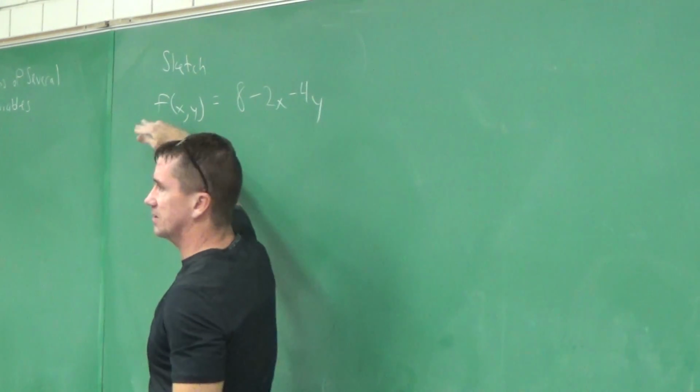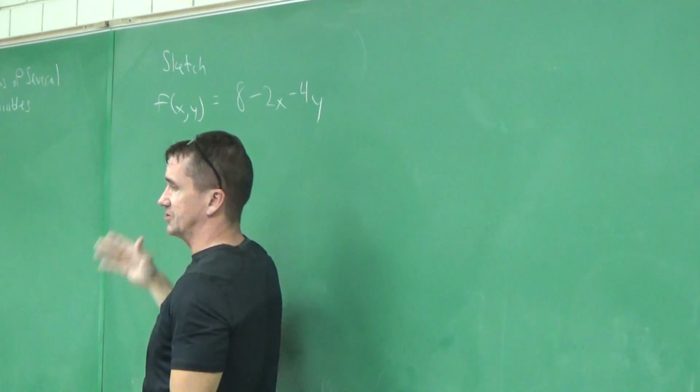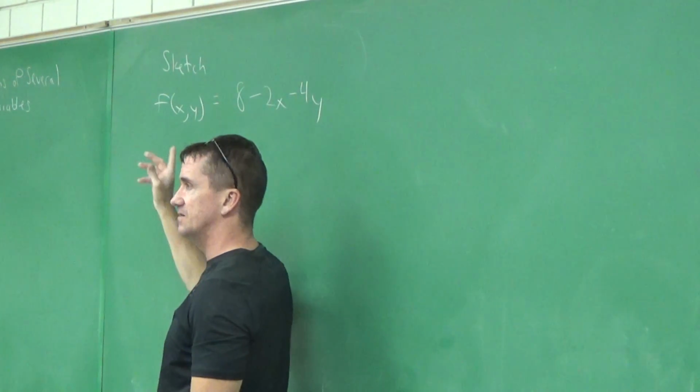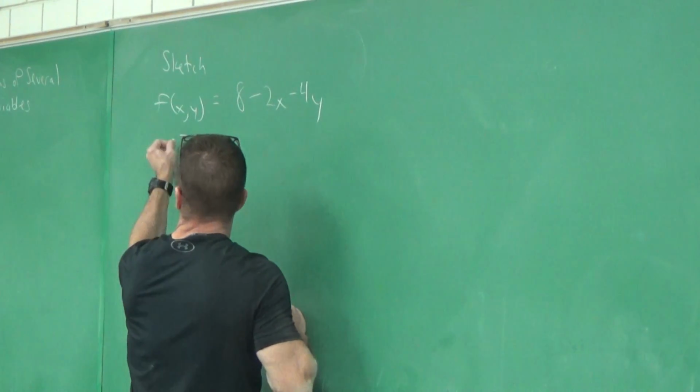So first of all, what letter can I call this? I'm not talking about just sketching the domain. We're talking about sketching the graph. Z. That's z. So you can say the function of x and y is z here.